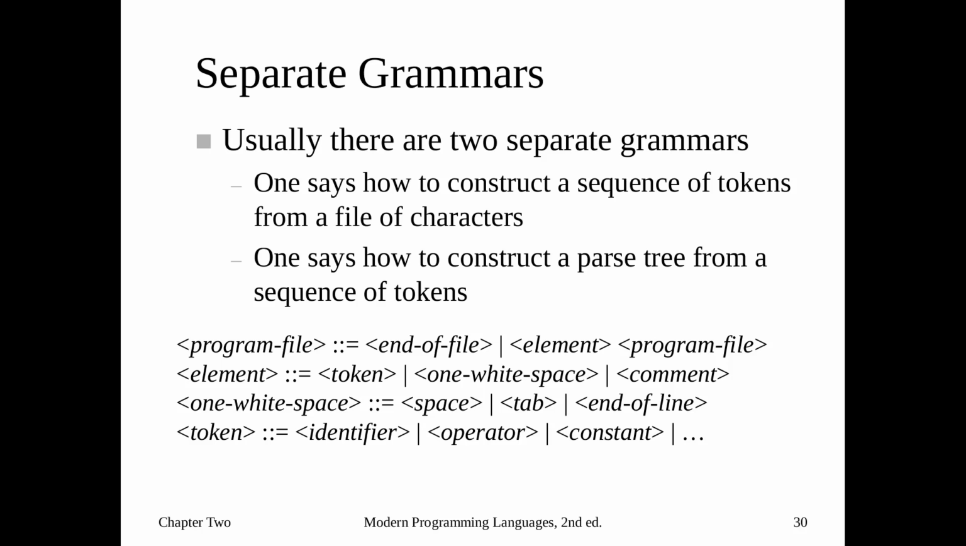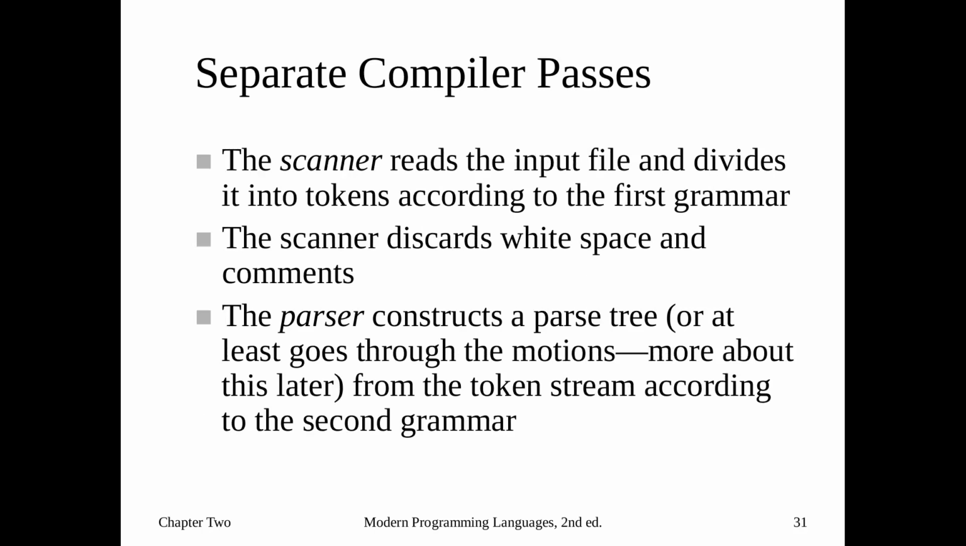What this is showing us is we have a program file, an end of file or element, and then more program file. The elements are broken down into tokens, white space, or comments. White space is broken up into spaces, tabs, and line endings. And tokens are either identifiers, operators, constants, and any other possible type of token. So this is how that works, like I was talking about.